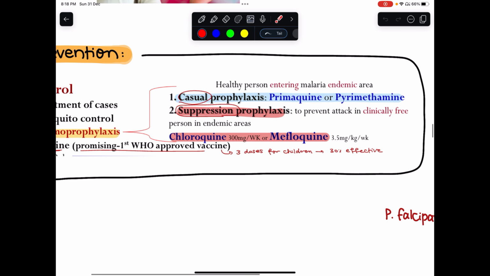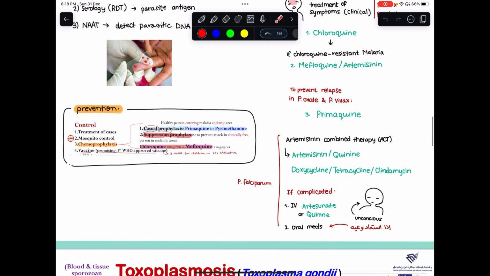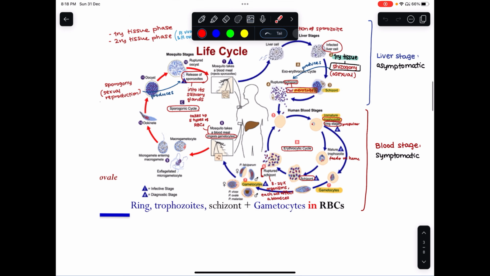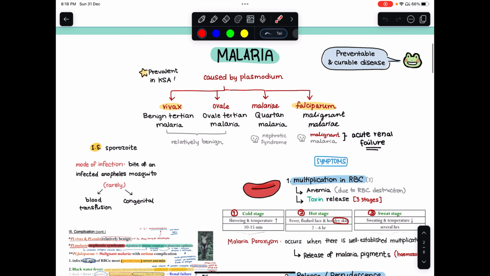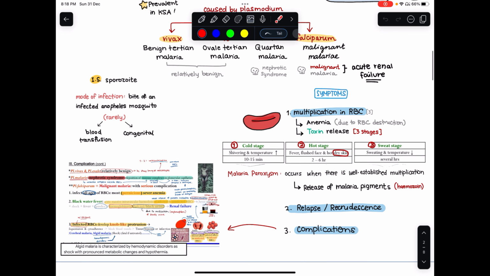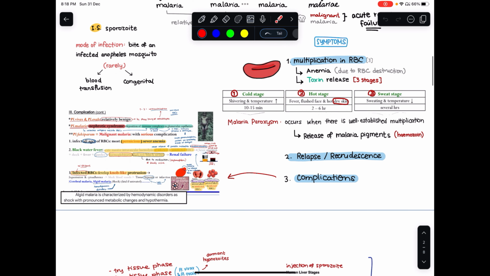But if this person is clinically free right now, but they do have malaria, and you want to prevent the attack, you use the best one, which is chloroquine, or its alternative, mefloquine. Okay, so this is all we have right now for malaria. It's kind of overwhelming, but it's not that bad.